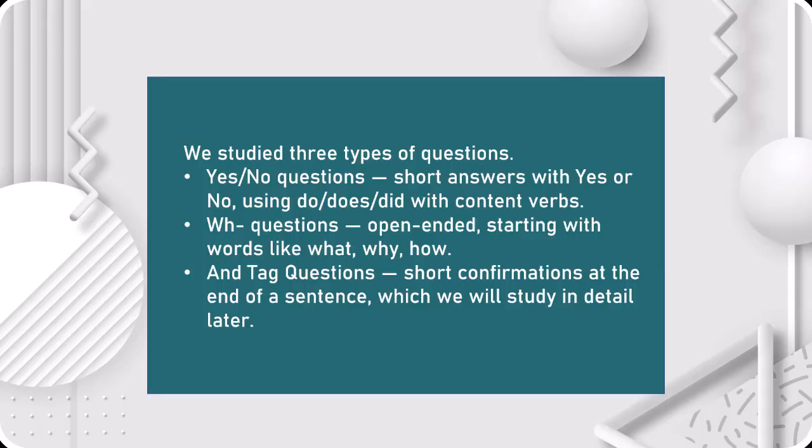So we studied 3 types of questions. Yes-no questions, which are answered with short answers of yes or no, using do, does, or did with the content verb. We have also studied WH questions, which are open-ended questions, starting with WH words like why, how, what, which, and so on. And also we have talked briefly about tag questions, which are short confirmations at the end of a sentence, which we will study in detail later.